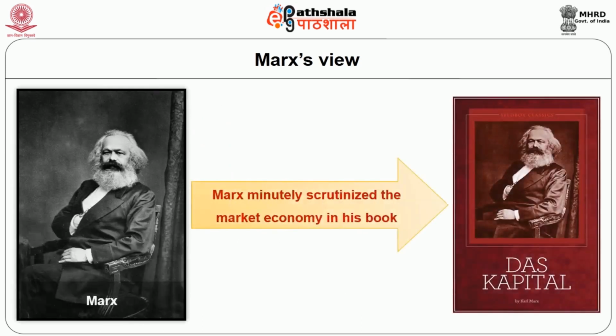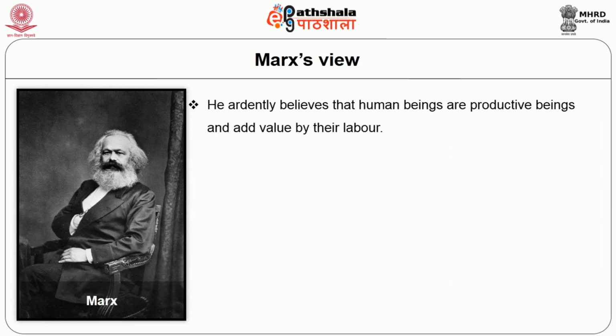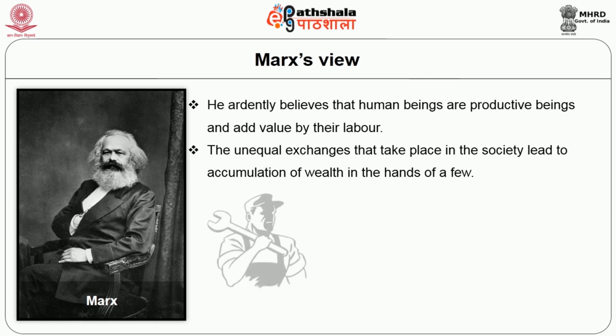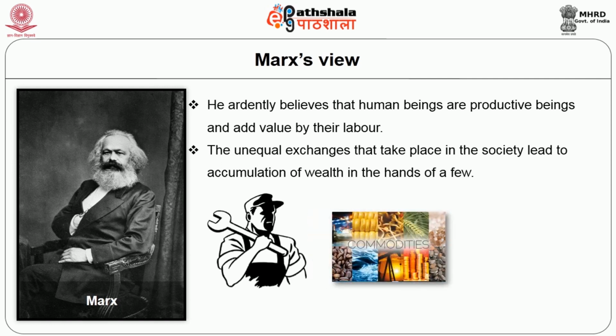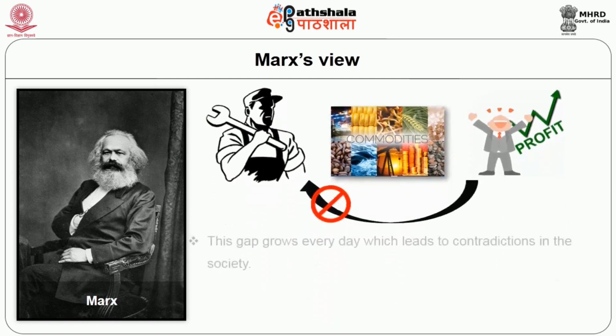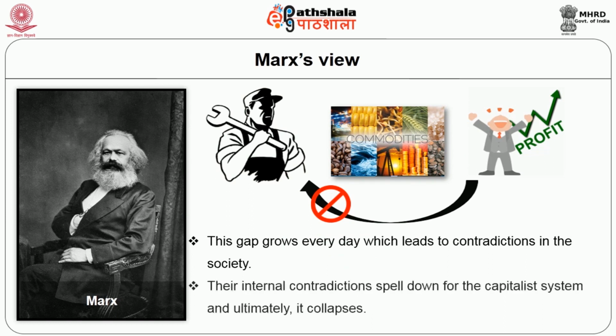Marx minutely scrutinized the market economy in his book Das Kapital. He ardently believes that human beings are productive beings and add value through their labor. The unequal exchanges that take place in society lead to accumulation of wealth in the hands of a few. The laborer creates value in a commodity, but the profit goes to the capitalist and not to the labor. This gap grows every day, which leads to contradiction in society. These internal contradictions spell doom for the capitalist system, and ultimately it collapses.